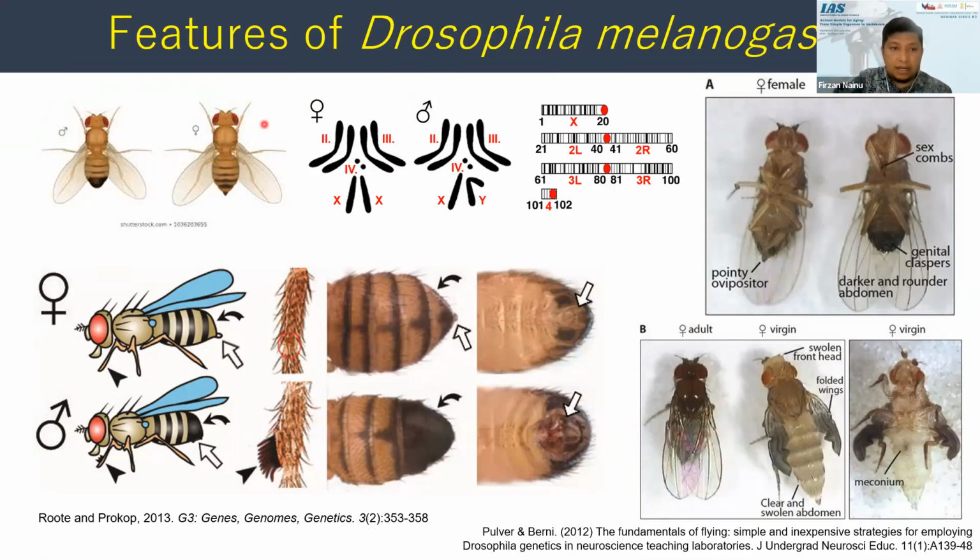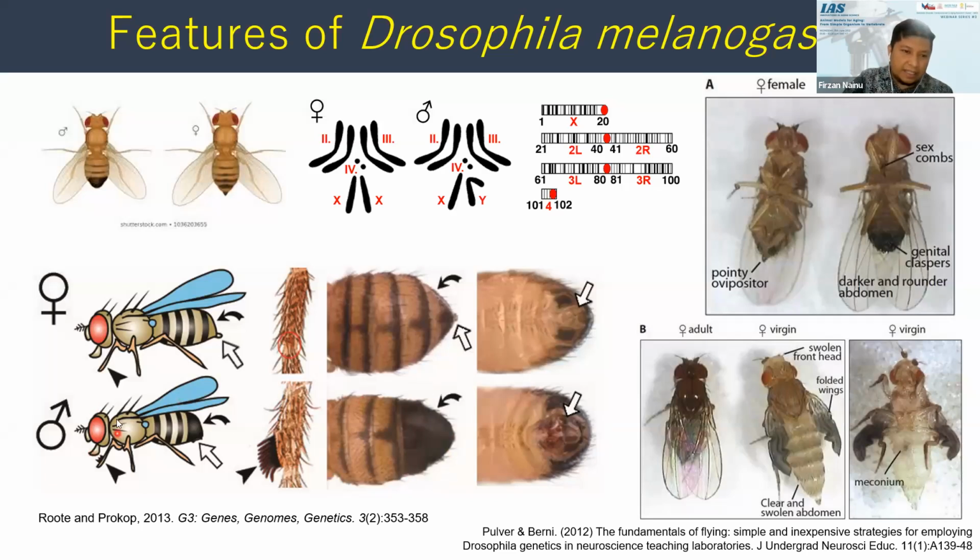As we can see here, we can distinguish male from female. Basically, males are smaller. This is maybe similar to humans, where sometimes females are bigger than males. This is also true in Drosophila. So when one male is inside the vial with one female, sometimes the male dies, unfortunately. In the male, we can see the black stripe at the posterior, on the abdomen part.